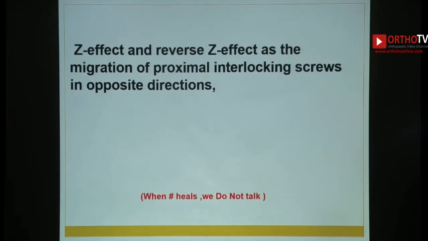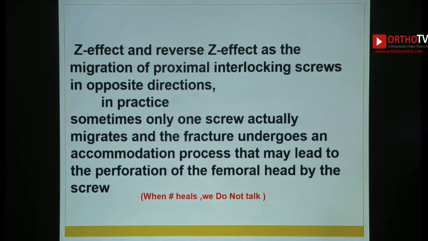So what happens with the Z and the reverse Z? It's a migration in opposite directions that you can see. But in practice, it may not always be in opposite directions, and it may not be that both screws are going in opposite directions. It may be just one screw going either laterally or medially, either the superior one or the inferior, whichever. It could be just one screw, and then it can either perforate or come out, whichever way it goes out.